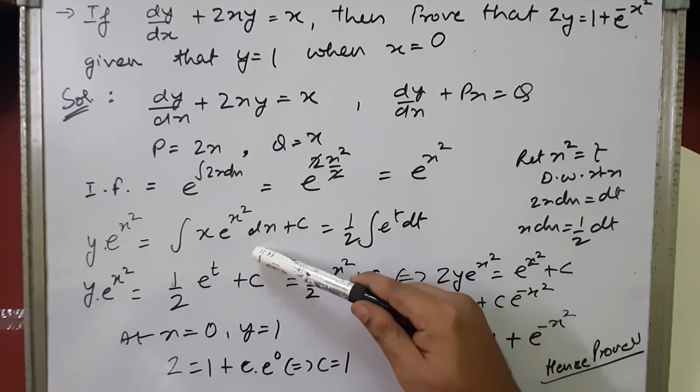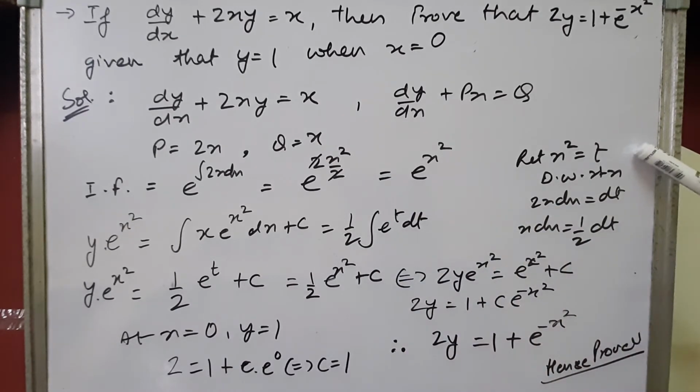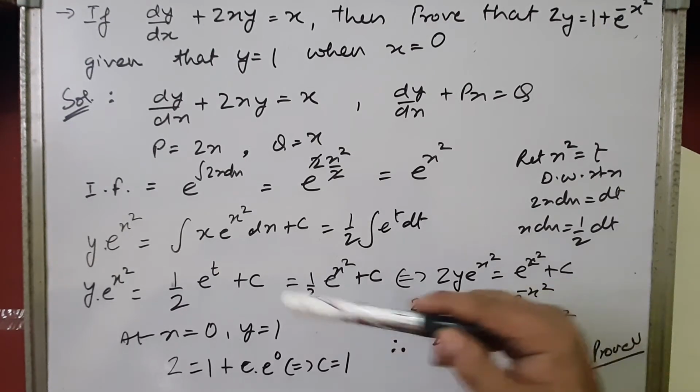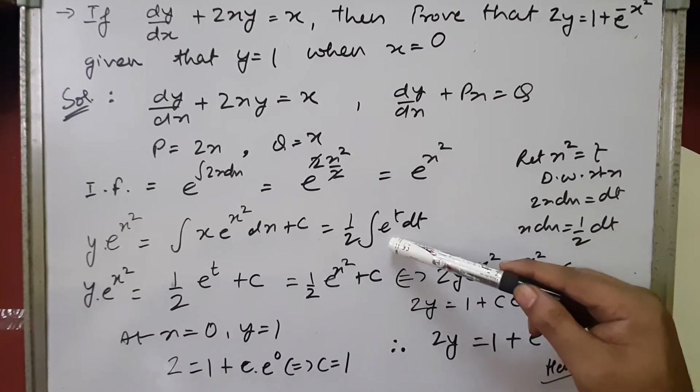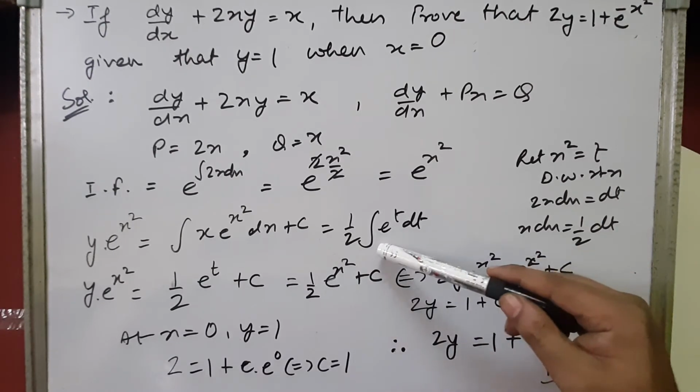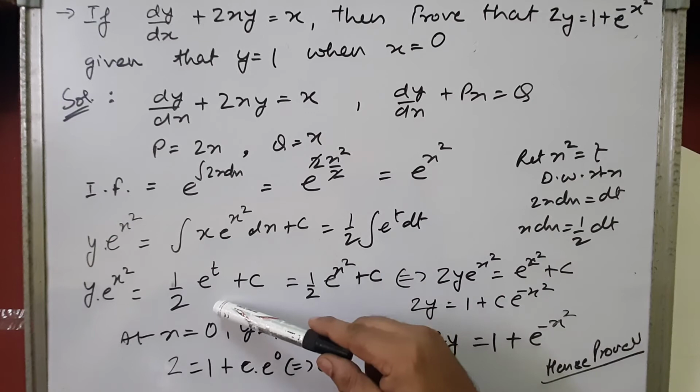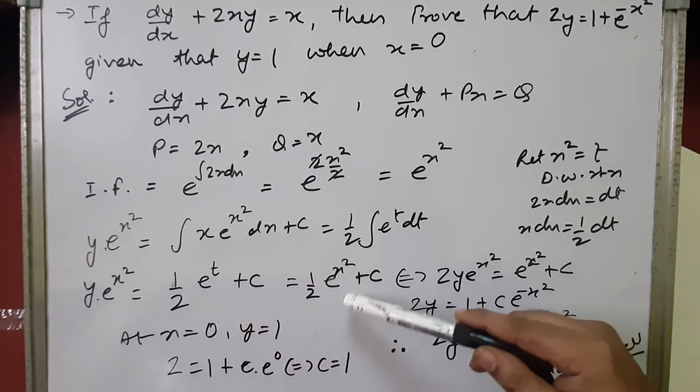Now for integrating this, we'll assume x square equals t. Differentiating with respect to x, 2x dx equals dt, so the value of x dx will be 1 by 2 dt. So in place of x dx, I have substituted 1 by 2 dt, and this will become e to the power t. The integration of e to the power t will be e to the power t only.